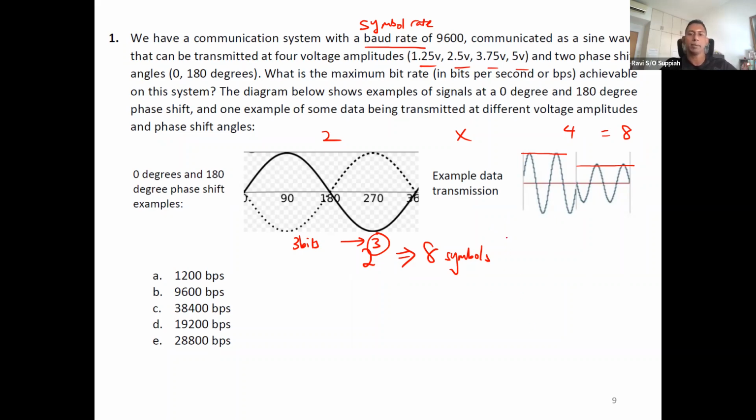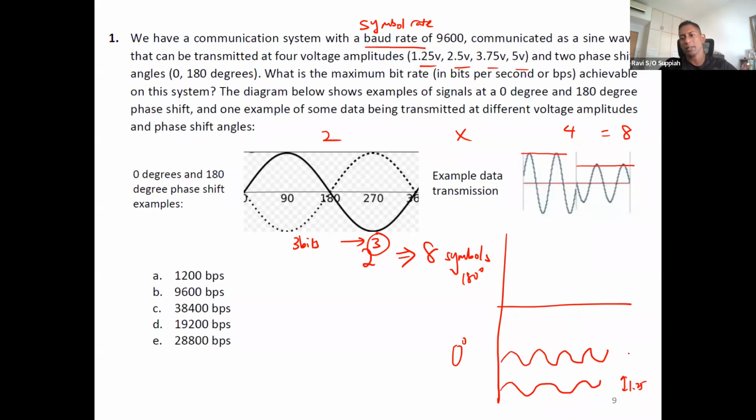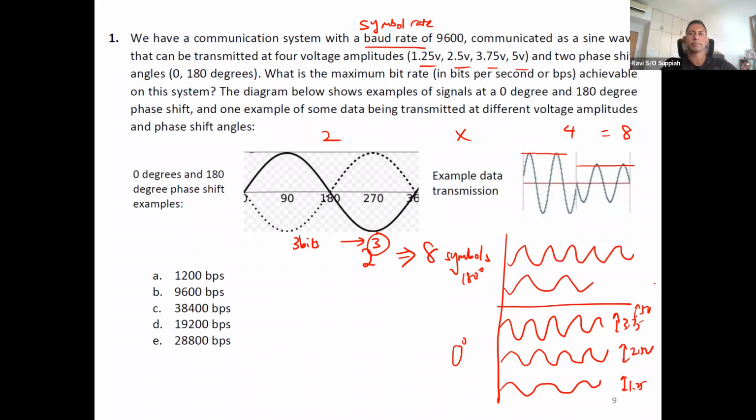To put it simply, maybe I draw it out here. Imagine that right now I split it into 0 degrees and 180 degrees. Under 0 degrees, I may transmit a signal like this, which is 1.25 volt. I can also transmit a slightly bigger signal, 2.5 volt, then something even bigger, 3.75, and finally 5 volt. So I can transmit 4 different waveforms at different amplitudes, and the same 4 waveforms with a 180 degree phase shift. That means I have a total of 8 possible combinations, 8 symbols. Every time I transmit one particular symbol, it is equivalent to 3 bits of information.